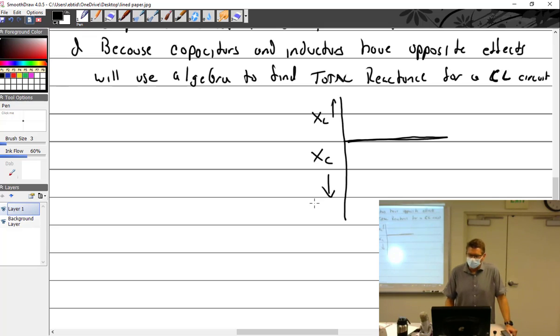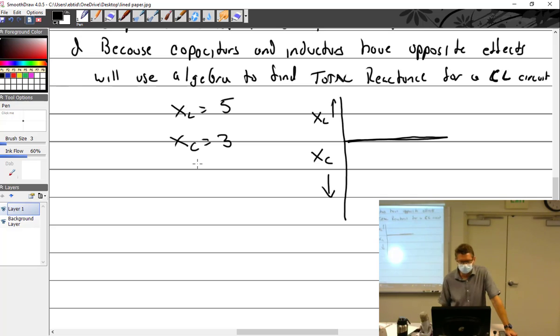So let's use simple numbers. If I had my X of L equal to 5, and this isn't a good number, and X of C equal to 3, then my total reactance would be 5 minus 3, which would be 2. But is it 2 to the X of C or 2 to the X of L? Or is it positive or negative 2? It'd be a positive 2. So that'd be 0, 1, 2 on the number line. So my X of L would be right here, a positive 2. With me so far?